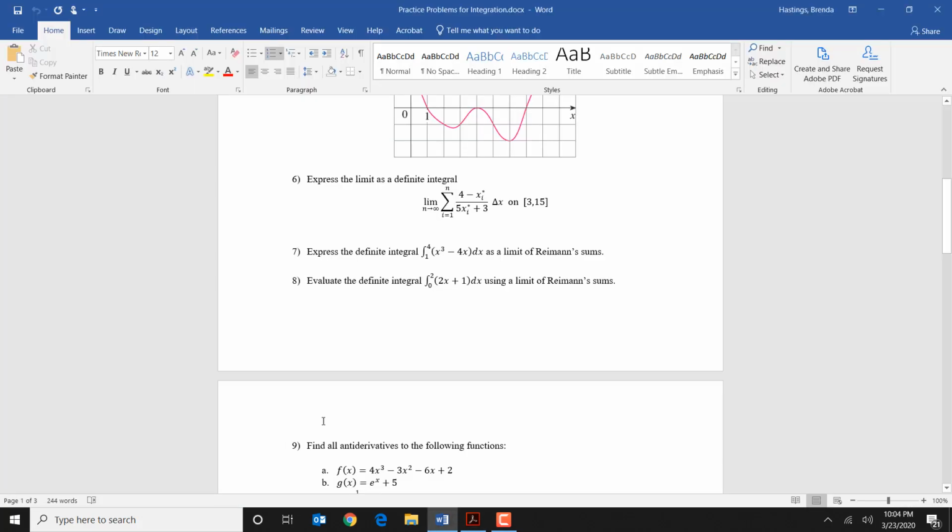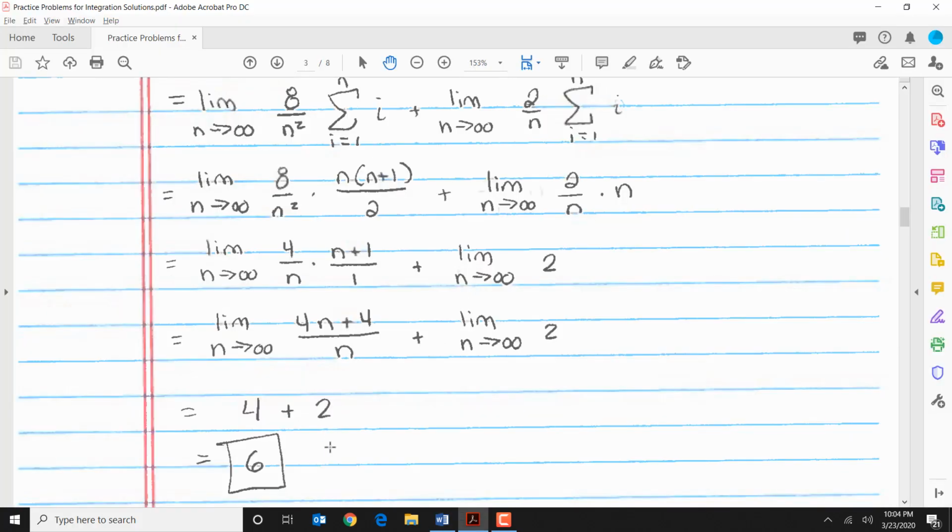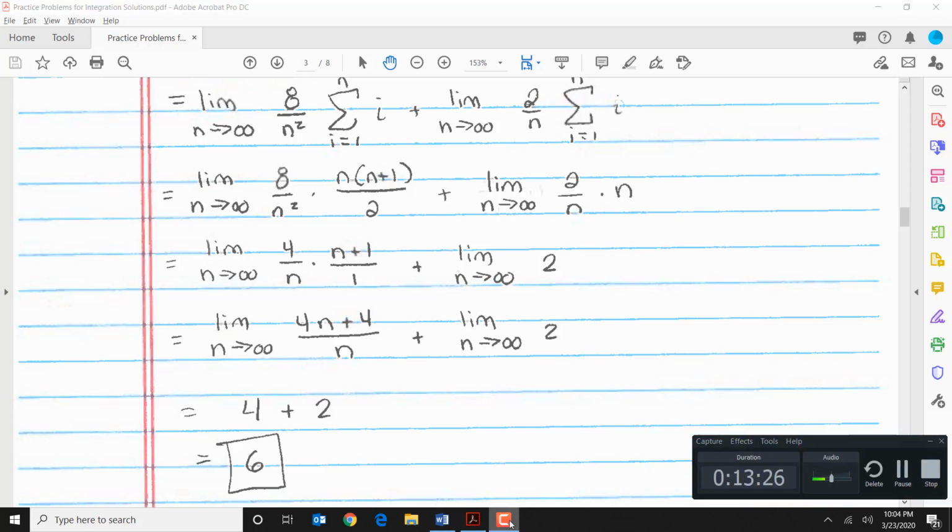So it turns out if you were to solve this definite integral from 0 to 2 of 2x plus 1 dx, you would end up getting 6. I'm going to stop this part of the video for now, and then I will pick up and do some more examples with you in the next video. I just don't want to overwhelm you with too much stuff in one video.